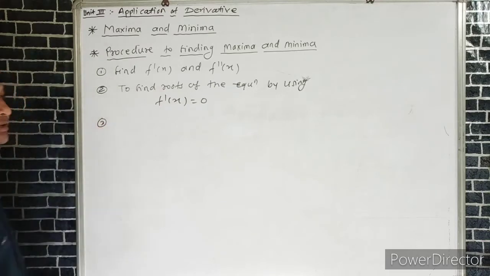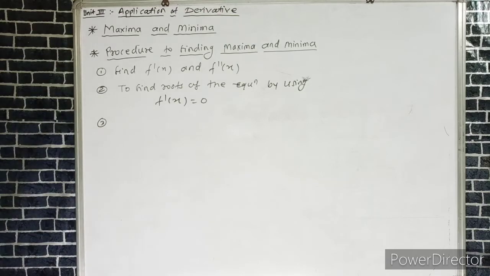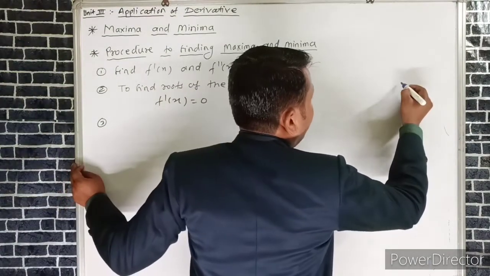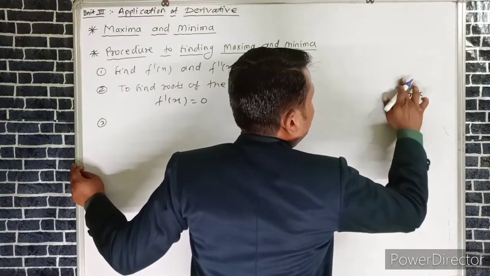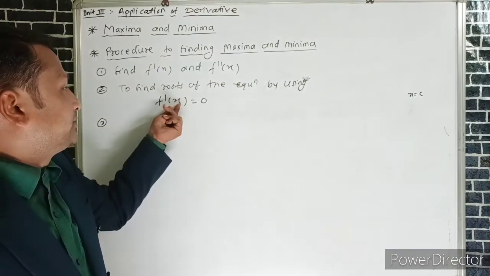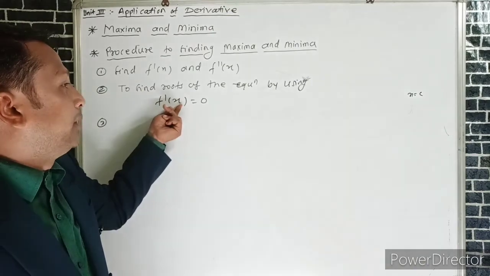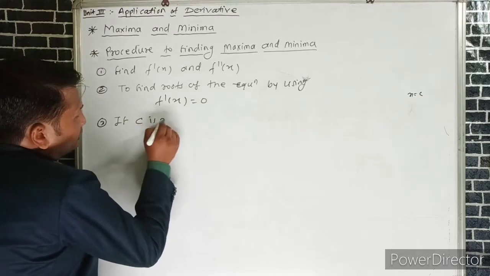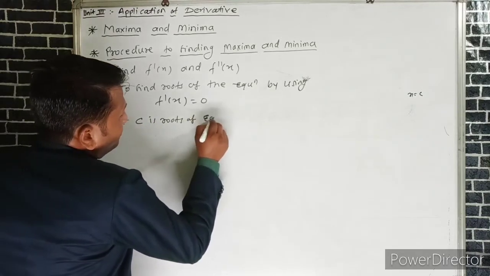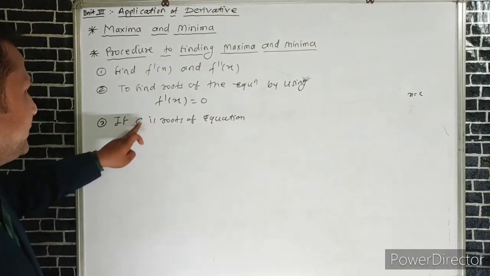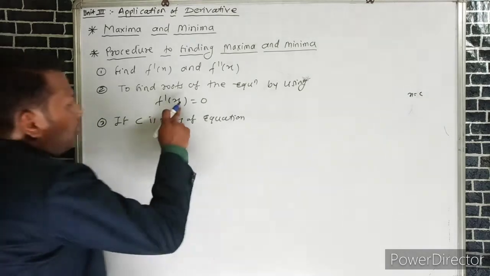After that, thirdly, if the value of x is C, we can say that the point P lies at x equals C. After finding the value of x, which is C, we can say that C is a root of the equation, and C can be any value of the roots.